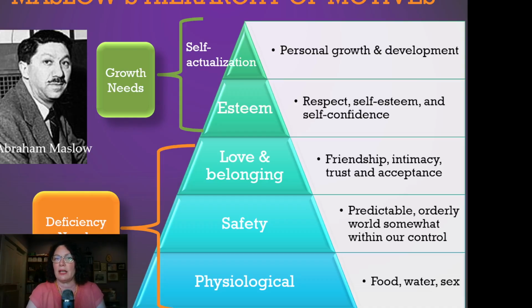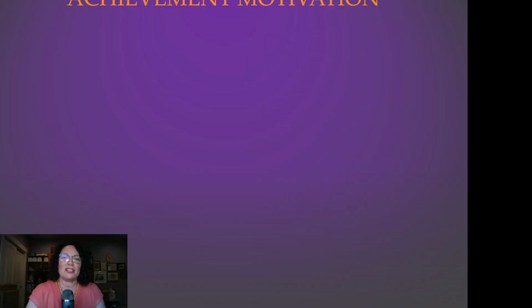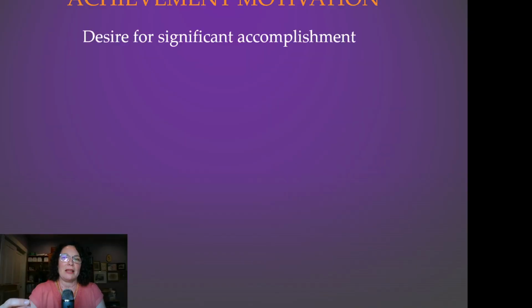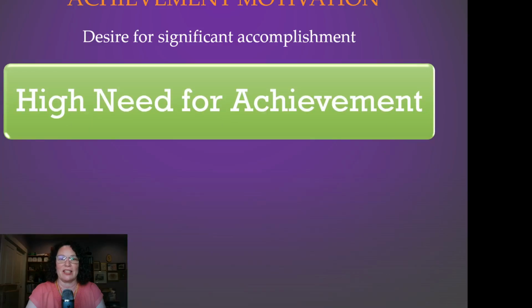If we can achieve enough in another context, that might get us recognized as someone who's entitled to join this other group. So there might be a little bit of belongingness involved in the achievement motivation, but the basic premise of achievement motivation is a desire for significant accomplishment. So trying to do better than other people, trying to do better than we have in the past, trying to beat a record. Something like that would be achievement motivation.